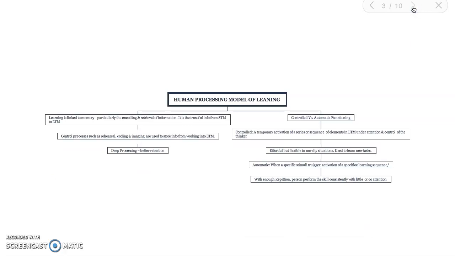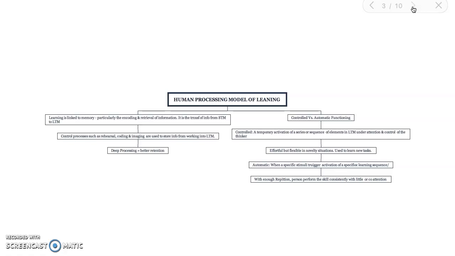Within the Radomski chapter, they made mention of the human processing model of learning. Learning is basically linked to memory. So it basically dictates the encoding and retrieval of information, and it is a transfer of information from short-term memory to long-term memory. So that's what learning is specifically about.